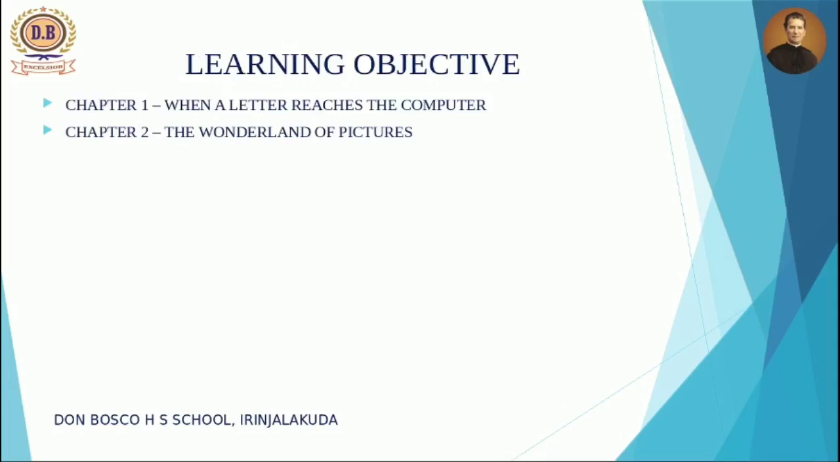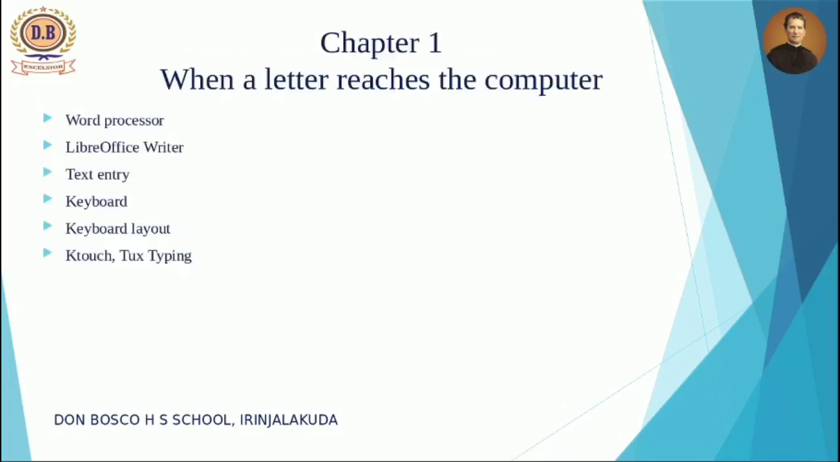The learning objectives for today's class is to revise chapter 1, when a letter reaches the computer, and chapter 2, the wonderland of pictures. Let's start with chapter 1. In this chapter, we are learning about word processing softwares. In Ubuntu, we are using LibreOffice Writer, and these word processing softwares are used for text entry. And for that, we are using the device keyboard. Keyboard is an input device used to input text into the computer. And the manner in which the letters of the alphabet are arranged in a keyboard is known as keyboard layout. And in order to practice typing, we have many softwares like KTouch, Tux Typing, etc.